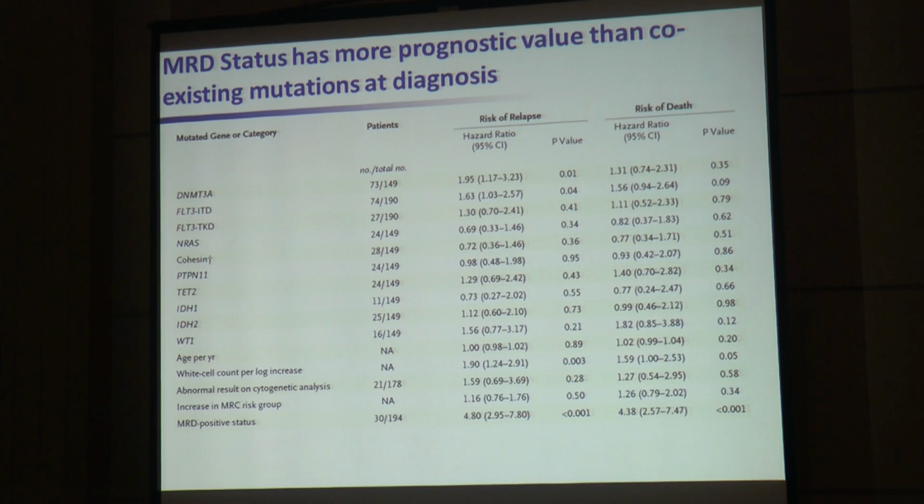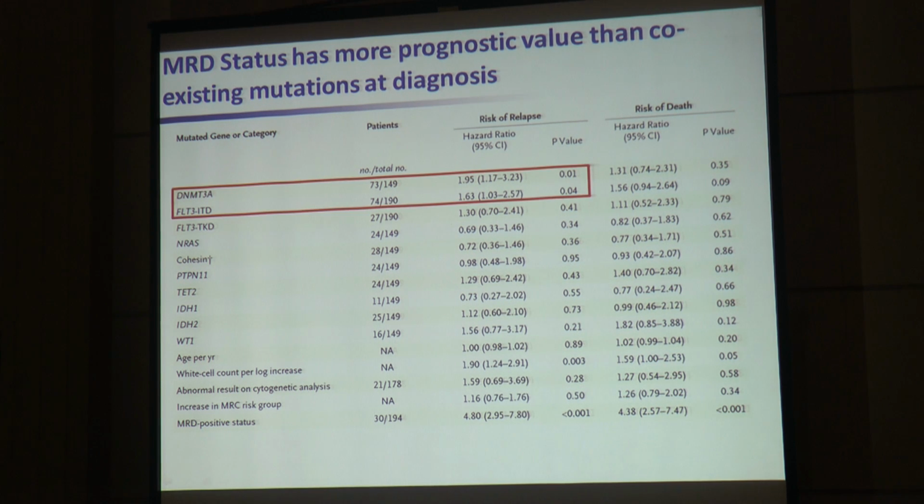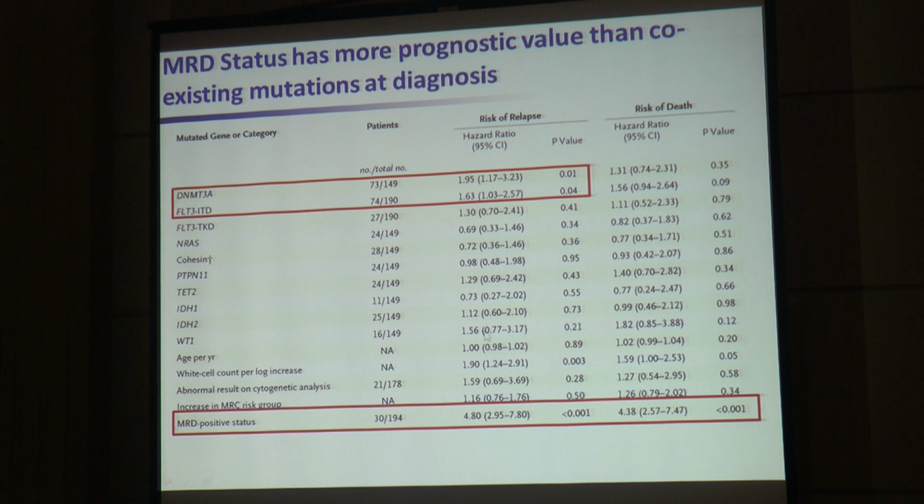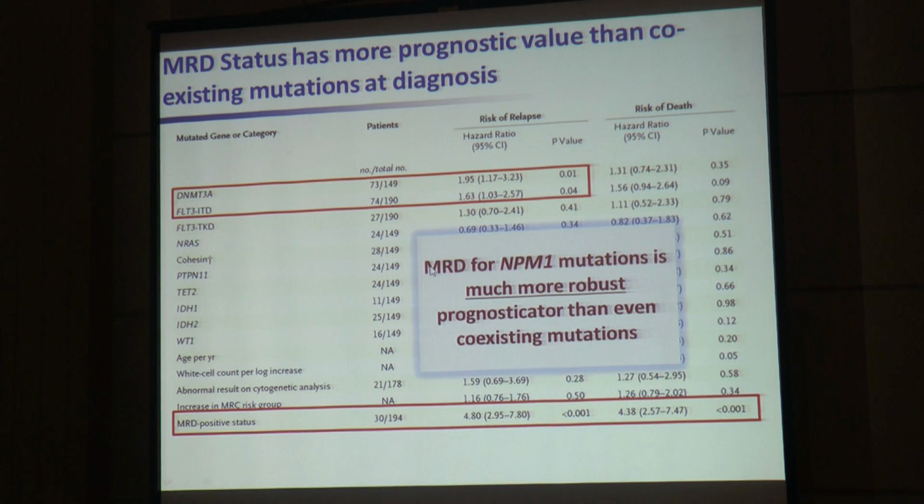Instead, if you look at the following, the mutations that co-occur in DNMT3A and FLT3 and NPM1, they have prognostic value, but even more promising, the presence of minimal residual disease based on mutant NPM1 detection at the time of morphologic remission is very, very strongly prognostic in terms of relapse risk and risk of death. And this is even stronger than looking at co-occurring mutations with adverse outcome. So the point here is that looking at minimal residual detection for NPM1 mutations is much more robust than looking at co-occurring mutations to predict relapse and risk of death.